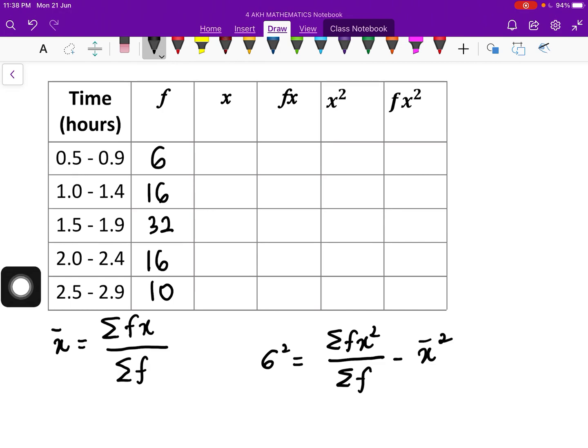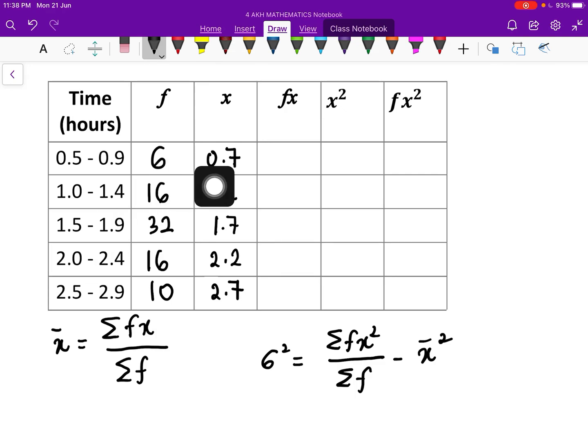Okay. 0.5, 0.6, 7, 8, 9. So, 5, 6, 7. So, 0.7. And then next will be 1.2, 1.7, 2.2, and 2.7. So, fx, just multiply.